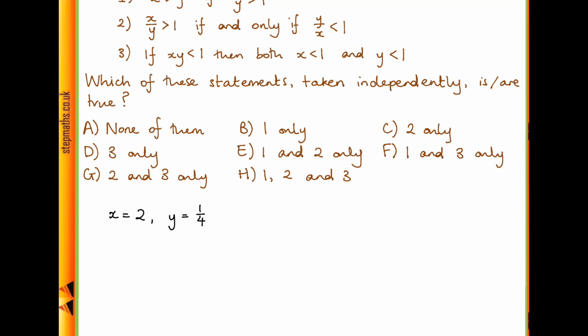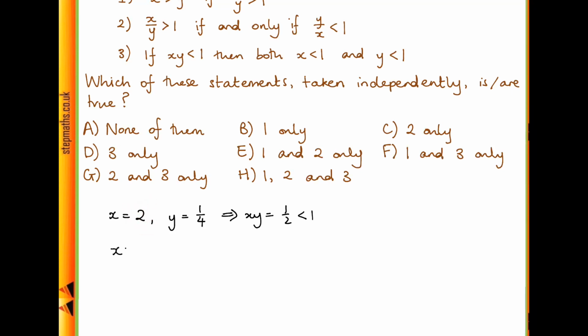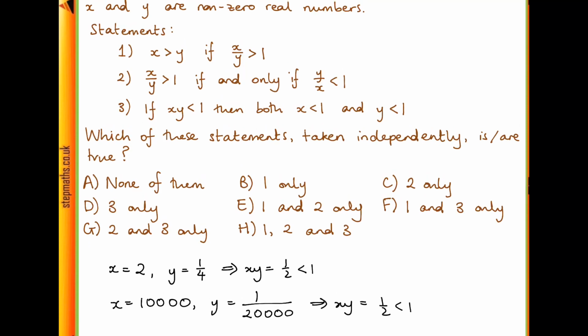So for example, I could take x equals 2 and y equals a quarter, and if I multiply those together, I get a half, which is less than 1. But our x is most certainly not less than 1. And actually I can take x to be as large as I want, so long as I take y to be 1 over something even larger. So here I have that x is 10,000, but my xy is still a half, which is less than 1. So statement number 3 most certainly is not true.